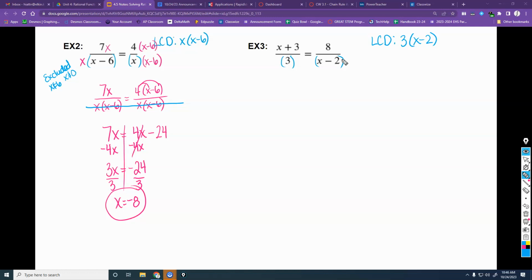This one's a little bit tougher. Put some parentheses around your x plus 3 right there in the top too. A little bit tougher. Might get x squared.